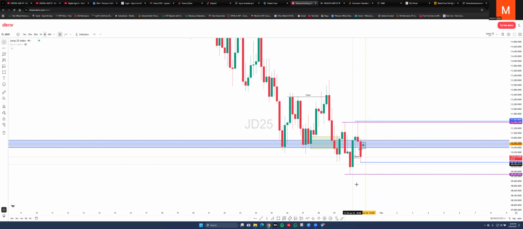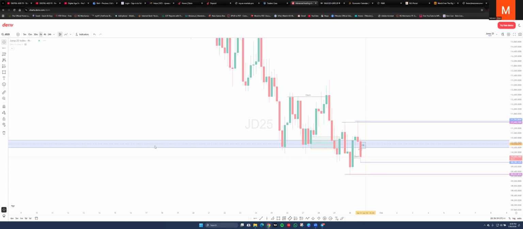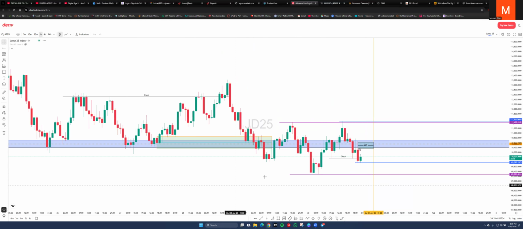So between this point and this point, we've marked that as our range. This is the range between here and here. Now let's go down to 1 hour. The market came and tapped on this area and shifted down. But I want to show us what 1 hour is doing.